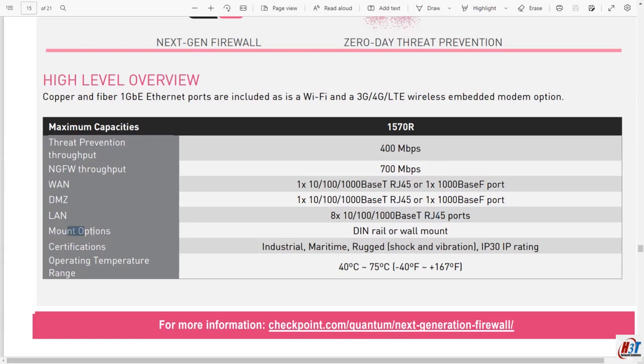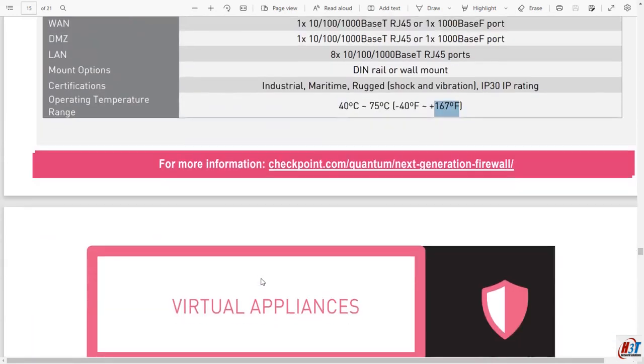Now for the mount options, you have DIN rail or wall mount. You can mount these on the wall. Certifications, you have industrial, maritime, rugged, shock and vibration, IP30 IP rating already. The certifications have been acquired for these. So these can withstand harsh environments, temperatures ranging from -40 degrees Fahrenheit to +160 degrees Fahrenheit. So you can just put them anywhere outside, right?